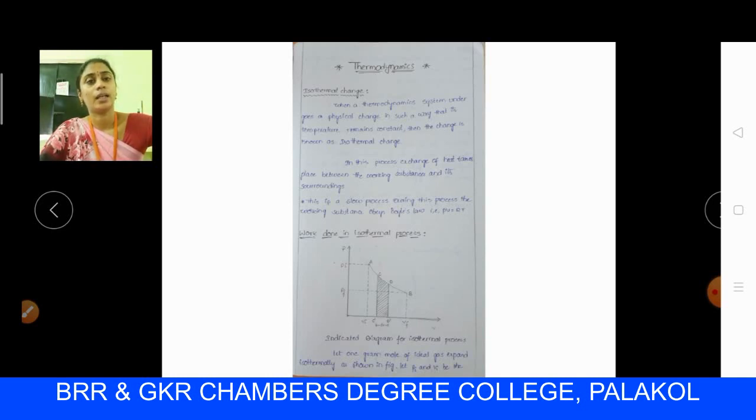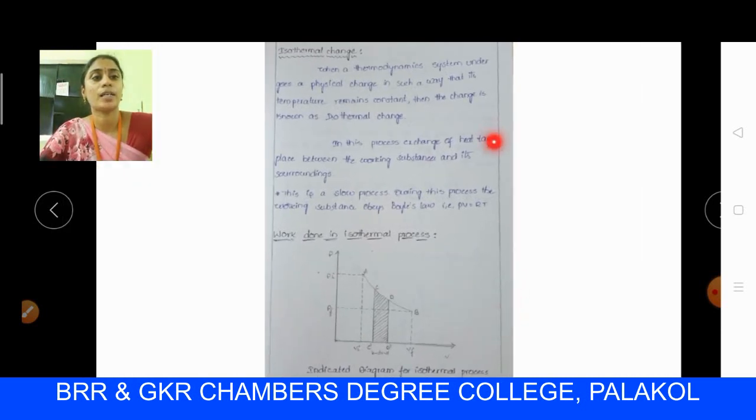We already learned about this thermodynamics in our intermediate level, which covered isothermal process, adiabatic process, temperatures, pressures, volume changes, and Carnot's theorem and refrigerator concepts. Today we just recollect the isothermal process and adiabatic process. Isothermal process: when a thermodynamical system undergoes a physical change in such a way that its temperature remains constant, then the change is known as isothermal change.